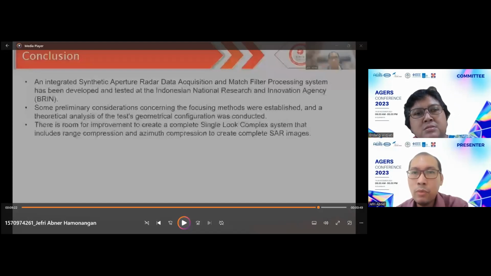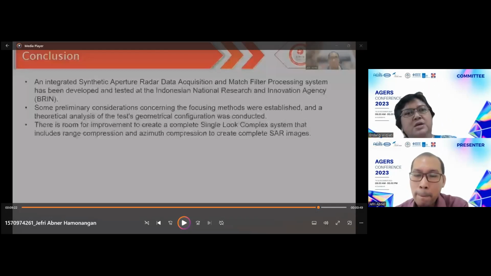It is tested with the lab scale SAR and uses a corner reflector as the object to reflect the signal, but not in real application. If you want to detect something like a car or a moving object, no. It's still a lab test, but in the field. Okay, so the system is still a prototype, and you test it inside and outside the lab. Okay, that answers my question.